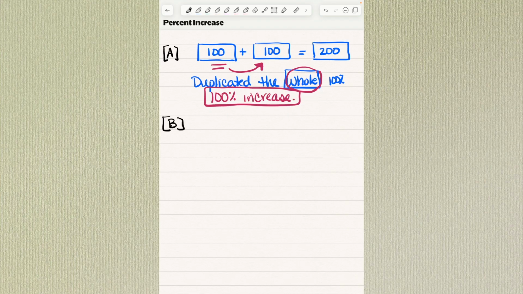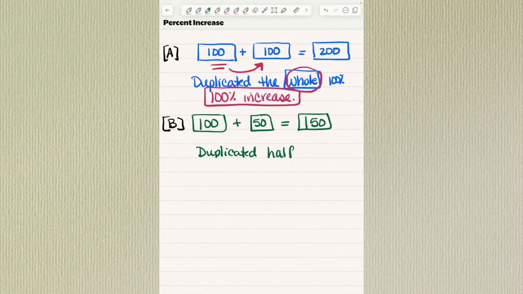So if you have a $100 block, and let's say you only add 50 more. Well, that's 150 now, right? Well, did you duplicate the whole thing? No. What did you do? How much did you duplicate? You duplicated half the block. So half of the entire block is 50%. You see that? You went from 100, you added half of that.